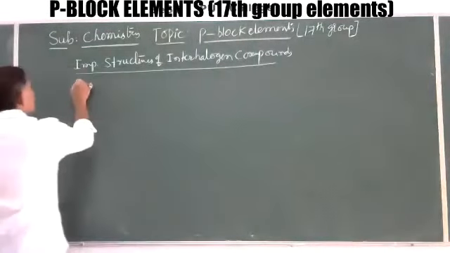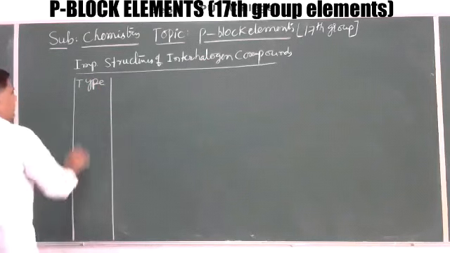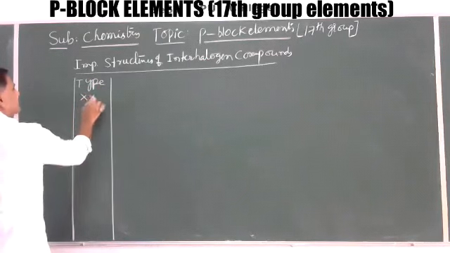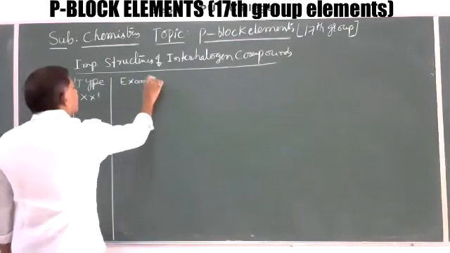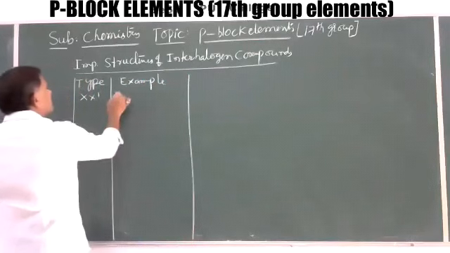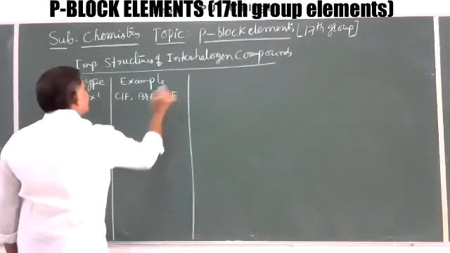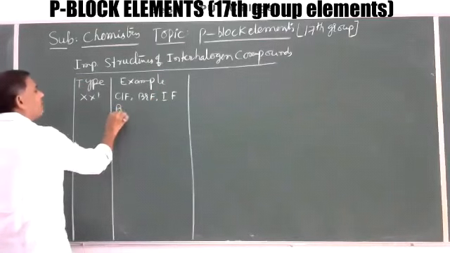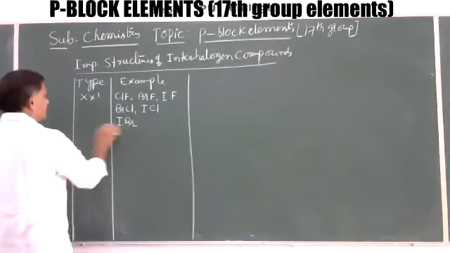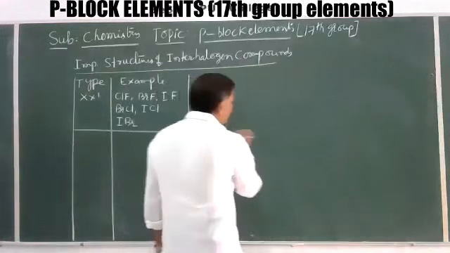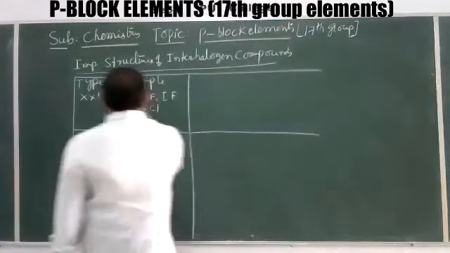For example, here is one important type of interhalogen, the X dash type. Examples are ClF, BrF, IF. Also we can take BrCl, ICl. Also we can take IBr. These are the examples of one type, that is the X dash type.